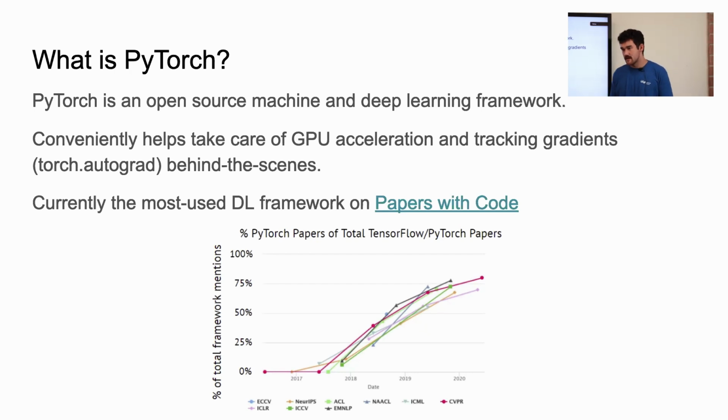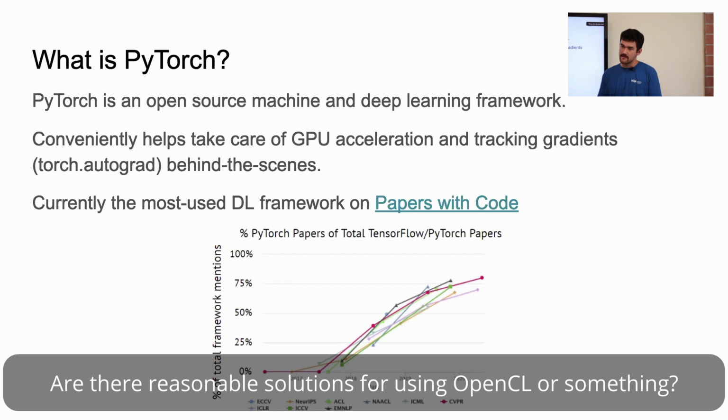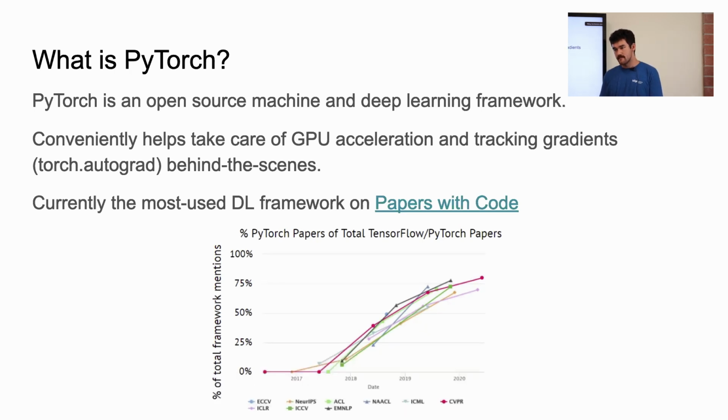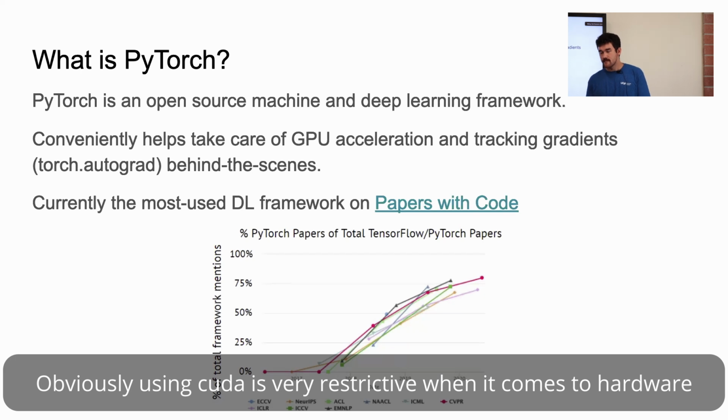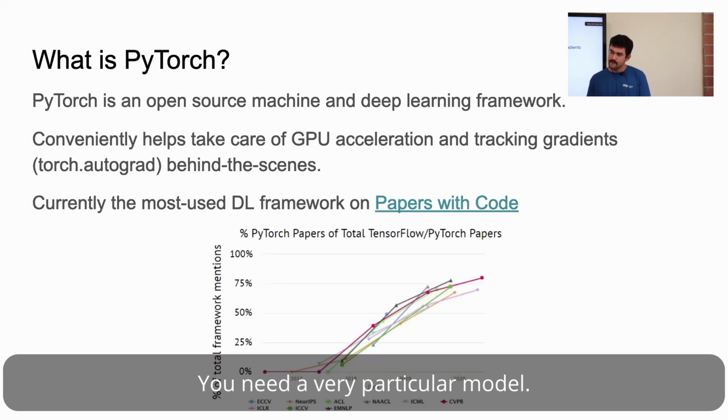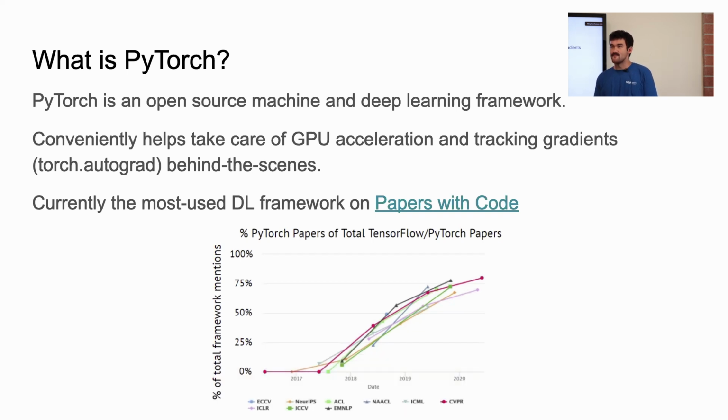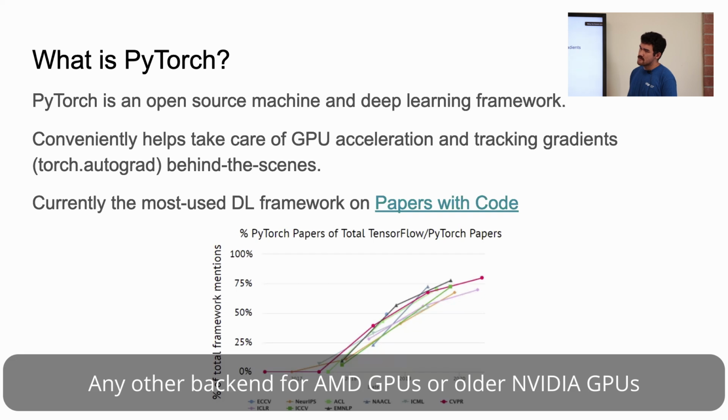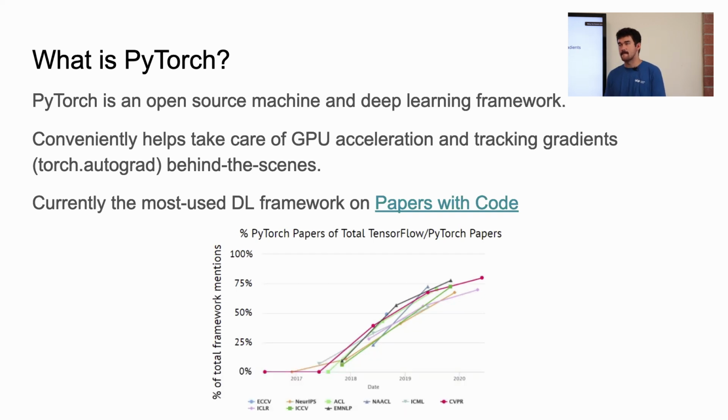So building on that, are there reasonable solutions for using something like OpenCL, just to expand the hardware support? Because obviously using CUDA is very restrictive when it comes to hardware. You need a very particular modern device. OpenCL, I don't know what that is, but I guess, any other backend for AMD GPUs or older NVIDIA GPUs?